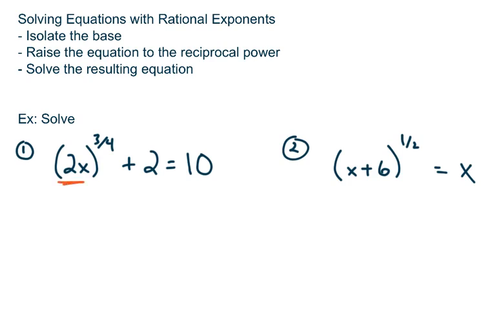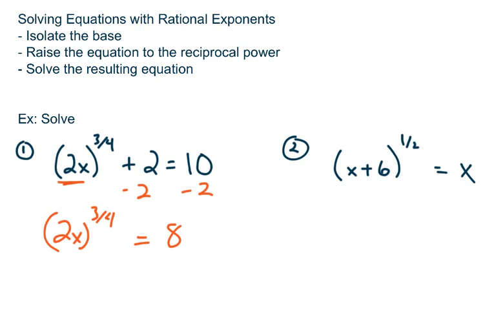So the base here is 2x. The plus 2 on the end needs to go away first. So we're left with 2x to the 3/4 power is equal to 10 minus 2, which is 8. So step number 1, isolate the base, done.